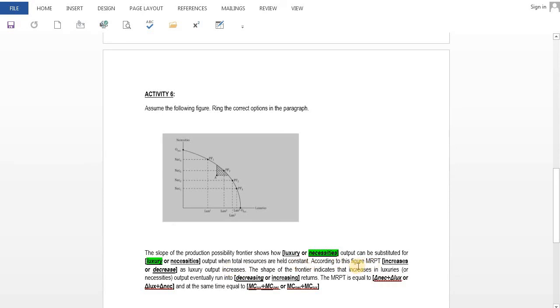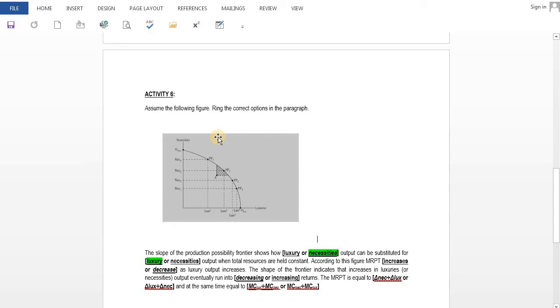According to the figure of the marginal rate of product transformation, does it increase or decrease? Marginal rate of product transformation increases or decreases as the luxury output increases. By just looking at this figure, what can we say? Remember, we said we take it back to the slope. We said that a change in y over the change in x, our y is change in necessities over the change in luxuries, right? By just looking at this, marginal rate of product transformation is basically the slope, so you don't have to be confused.